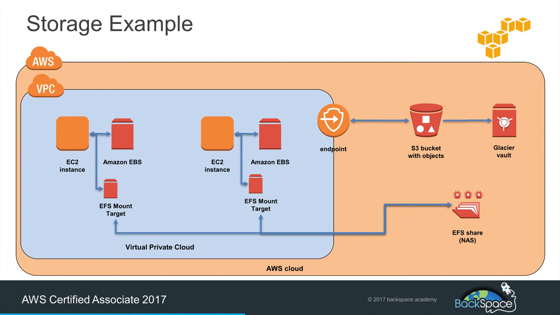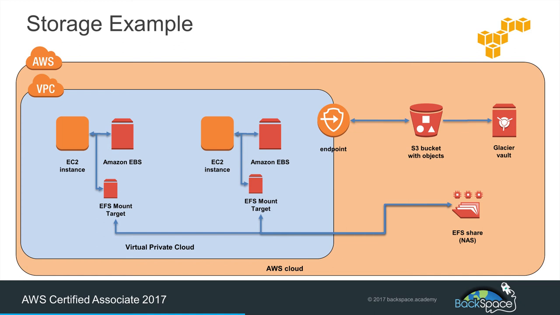So we've got our EFS share, and that's located outside of our VPC, and we have our EFS mount targets that are located inside our VPC that provide access through to that EFS share. And then we look at accessing the Amazon S3 service. Now, the Amazon S3 service is not located inside our VPC. That's located inside AWS, but outside of our virtual private cloud.